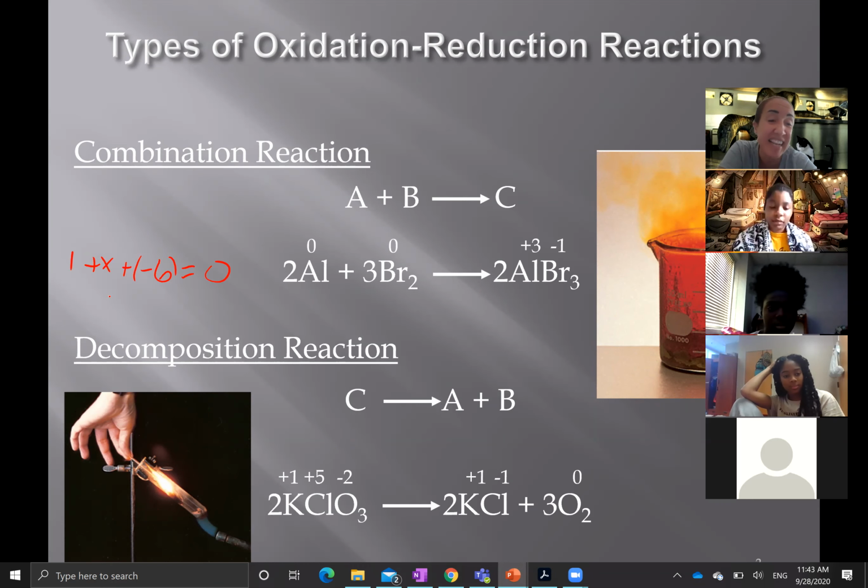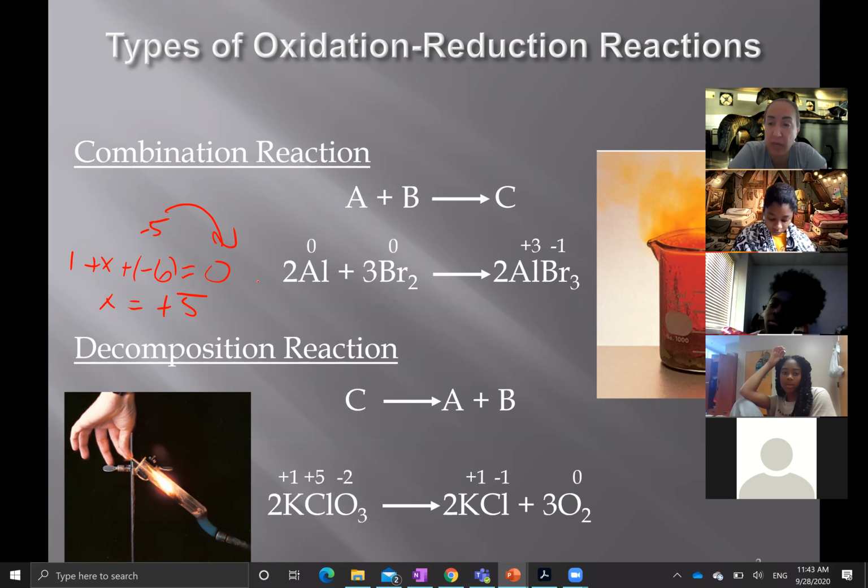That's it. If you solve for X, it's this added to this would be -5, but then you'd bring it over to the other side, so that would be +5. Okay, so you said equal to 0 because it has no charge, like the whole thing. Right. Okay, that's the part I was missing. Thank you. Yep, you're welcome. Any other questions? Okay, are you sure? So no questions on combination or decomposition, you're good.